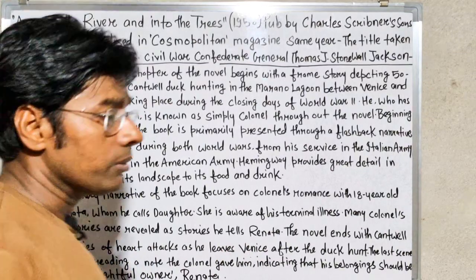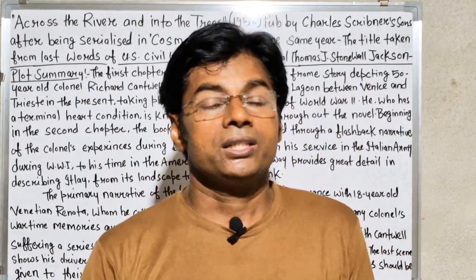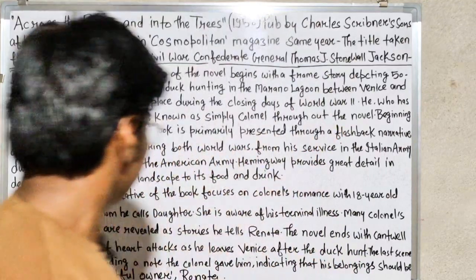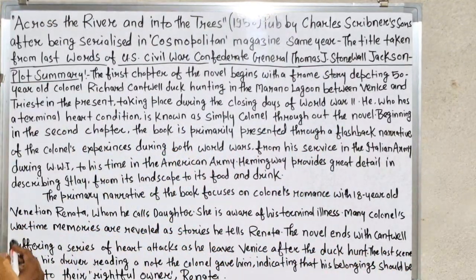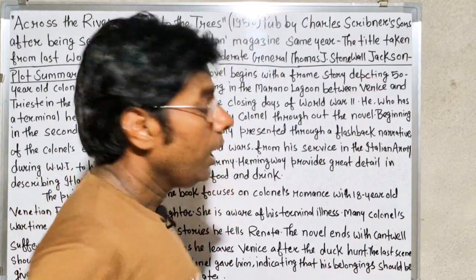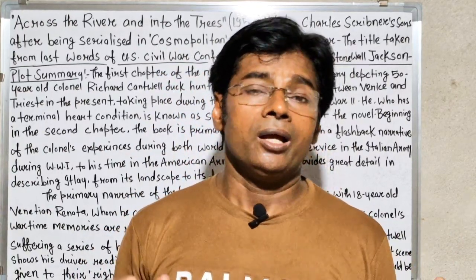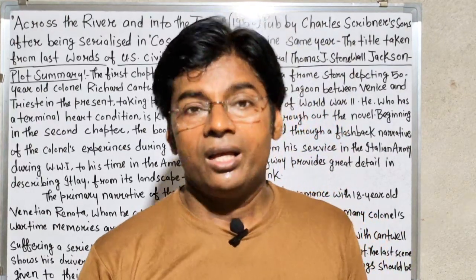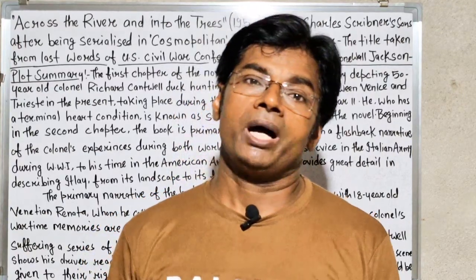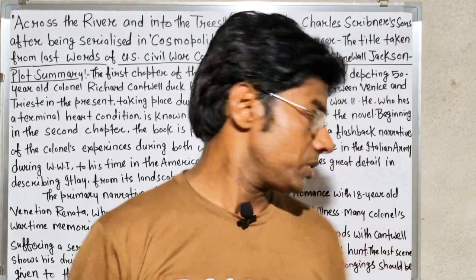So lots of wartime memories he shares with us in the form of tales. Those tales he relates to this young, beautiful Venetian girl. The novel ends with Cantwell suffering a series of heart attacks as he leaves Venice after the duck hunting. When he leaves Venice after duck hunting, we see him undergoing one heart attack after so many other heart attacks that at last put a full stop to the life of this 50-year-old man.